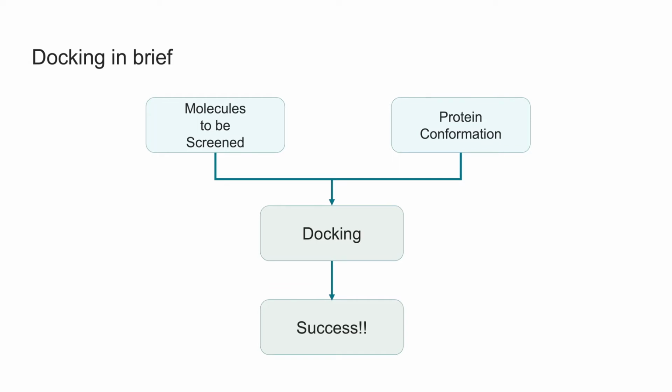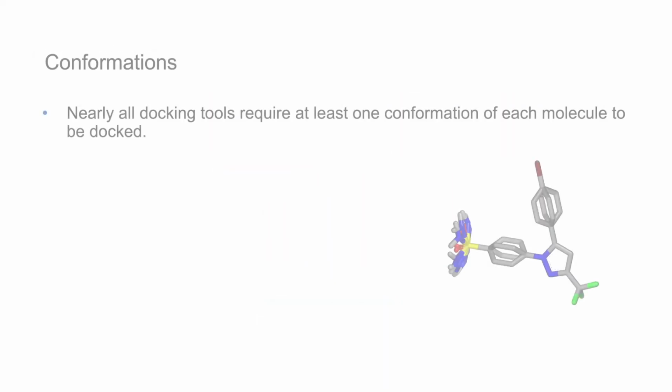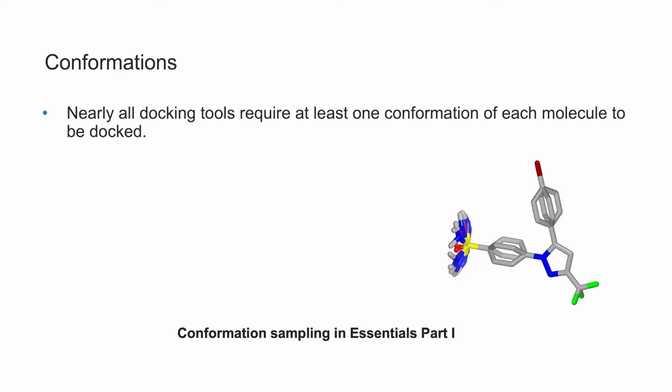section of the talk. So, very briefly then, we need to get molecules ready to be docked, and generally speaking, docking tools are going to require one or more 3D conformations, arrangements of atoms in space, for every molecule they'd like to dock. Unfortunately for me, but perhaps fortunately for you, I don't have time to go into conformation sampling today, so if you'd like to know more about that, please see Essentials Part 1.